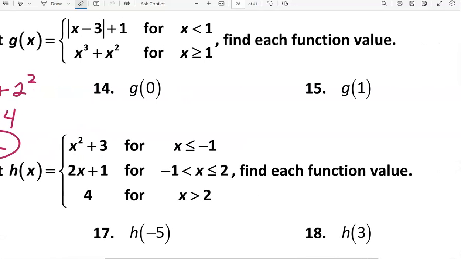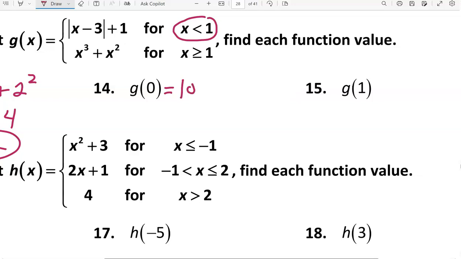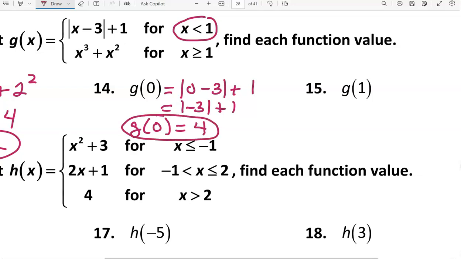In number 14, we are asked to find g of 0. Remember, 0 is the x value, and 0 is a value that is less than 1, so we're going to use the first part of the piecewise definition. G of 0 is the absolute value of 0 minus 3 plus 1, which would be the absolute value of negative 3 plus 1, and the absolute value of negative 3 is 3. 3 plus 1 is 4, so g of 0 is equal to 4.